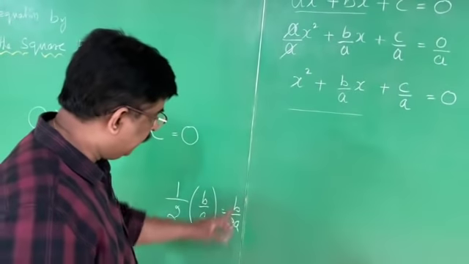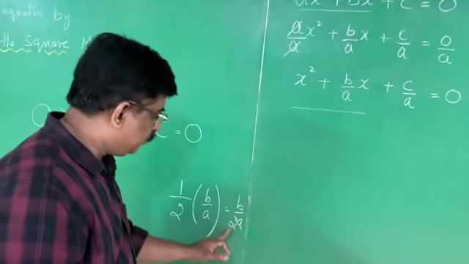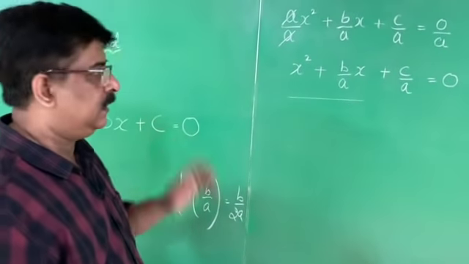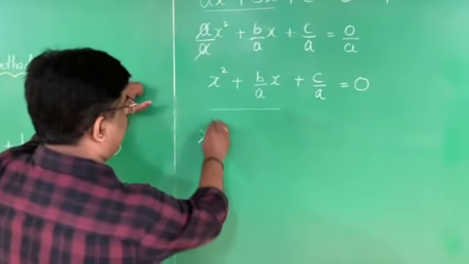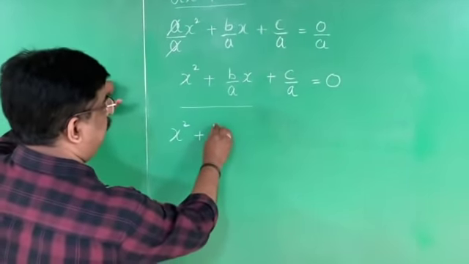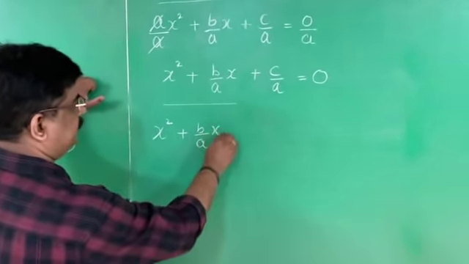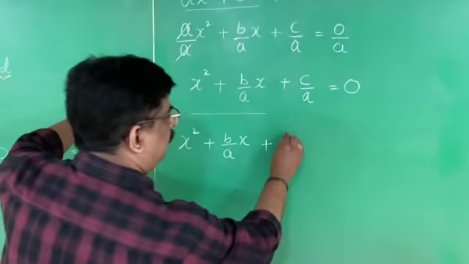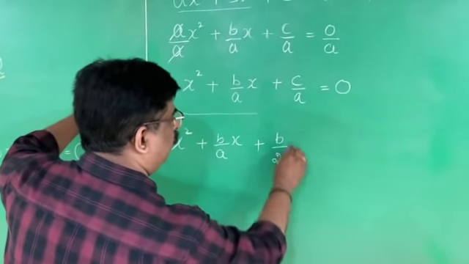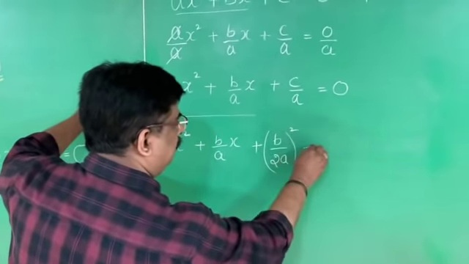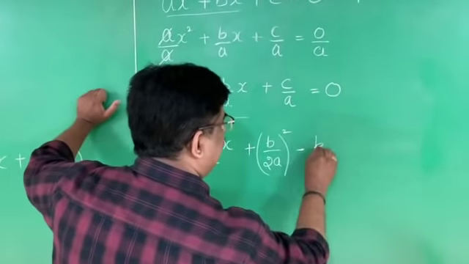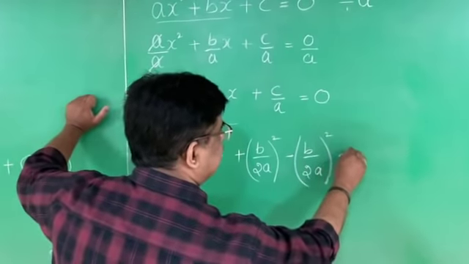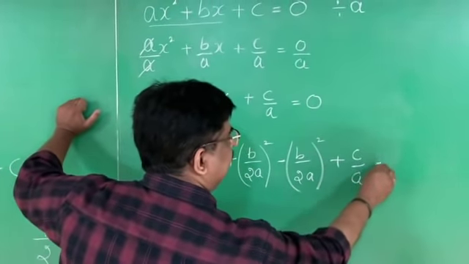Now, I want to add the square of b by 2a once and subtract the square of b by 2a once. Therefore, the next step is x square plus b by a x. These two are the quadratic and linear terms. Now I add b by 2a whole square minus b by 2a whole square, plus c by a is equal to 0.